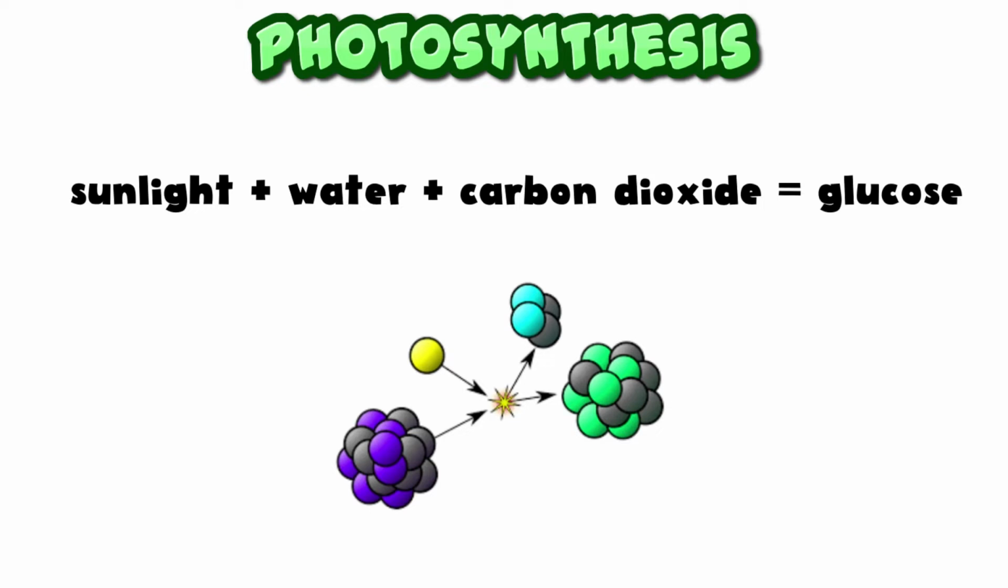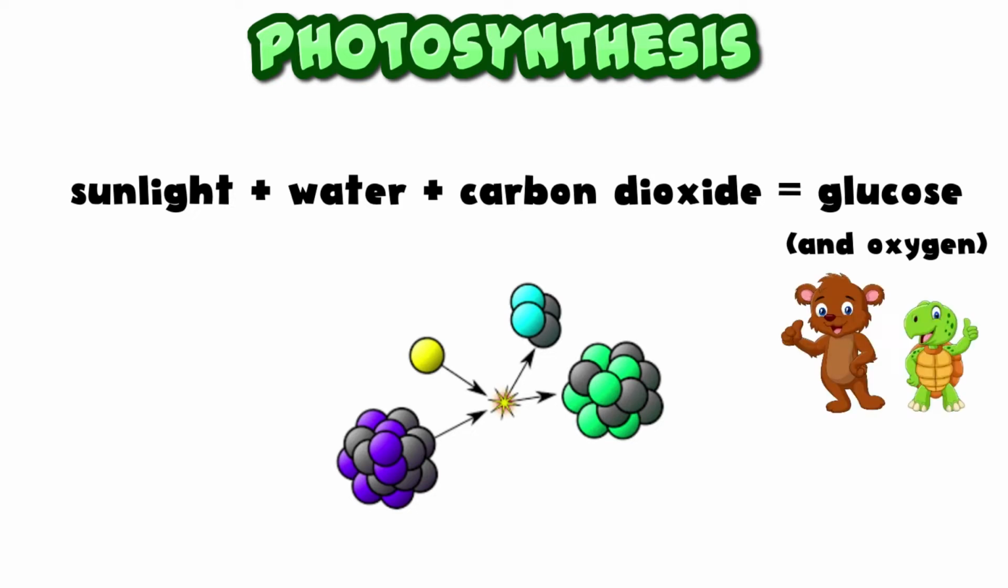The plant then uses glucose as its source of energy, so that it can grow and carry out the processes it needs in order to live. A byproduct of photosynthesis is oxygen. Because plants do not use oxygen, they release it back into the air for animals and humans to breathe.